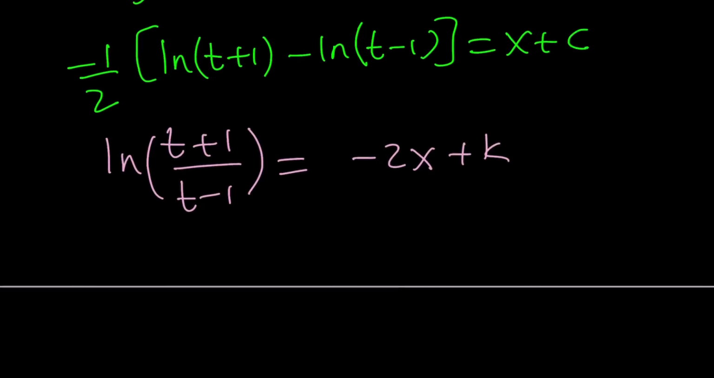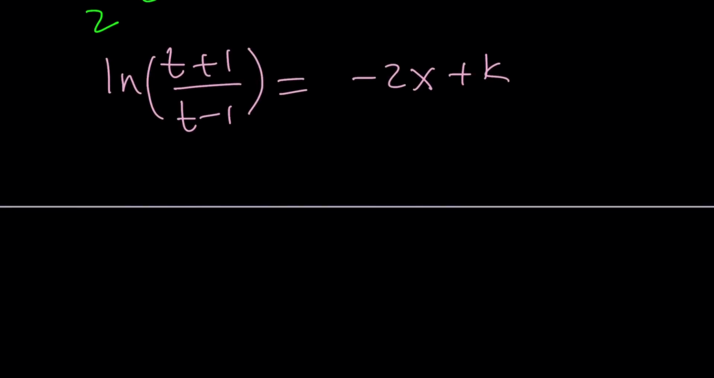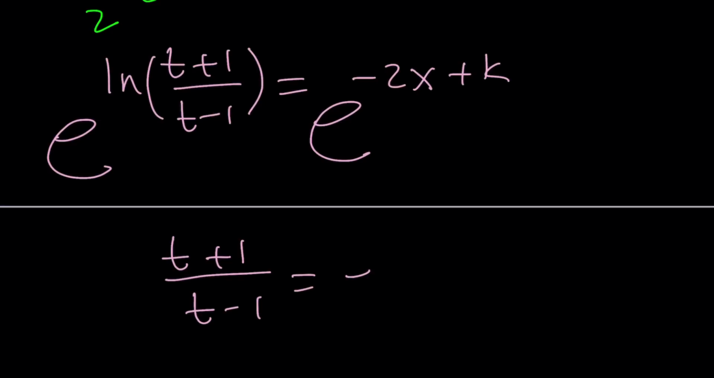Make sense? Now we're going to do e to the power both sides, and when we do, it's going to look like this. E to the power this equals e to the power that, and e to the power ln something is something, so this is going to give me t plus 1 over t minus 1 equals e to the power negative 2x plus k. You can also write this as e to the power negative 2x times a constant, but that's not super important.